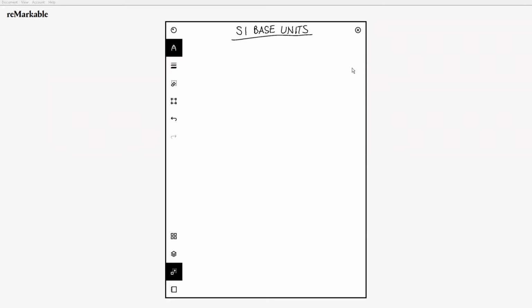Hi there. So today we're going to be going over the very first thing that comes up in AS level physics for CCEA, which is SI base units.